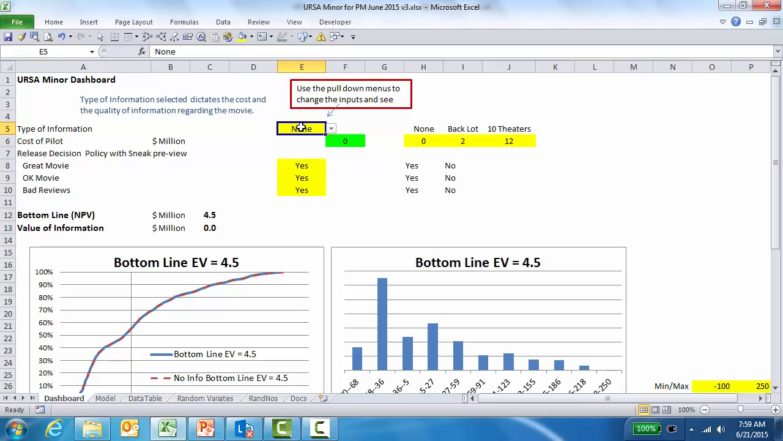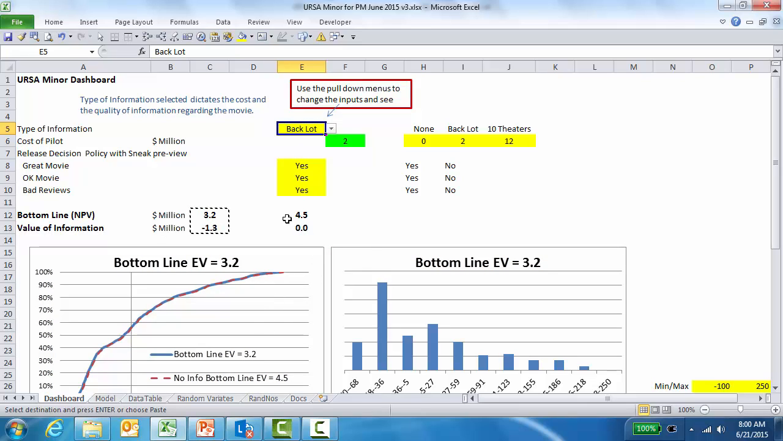Let's change this to gathering the back lot information. So the back lot, oh, let's go back here. Let's go to none, and let's just copy this, and we'll put it over here. Just store it away, right? So that's no information. Now let's do the back lot information.